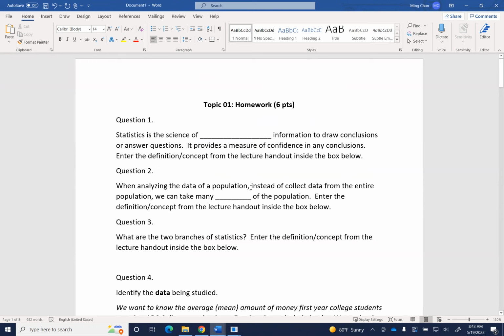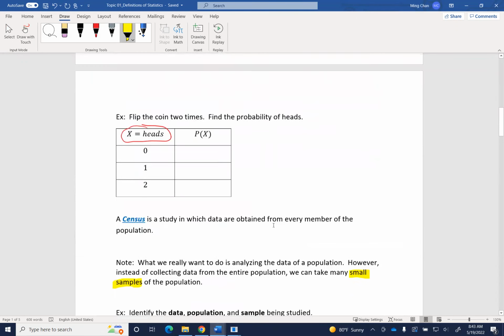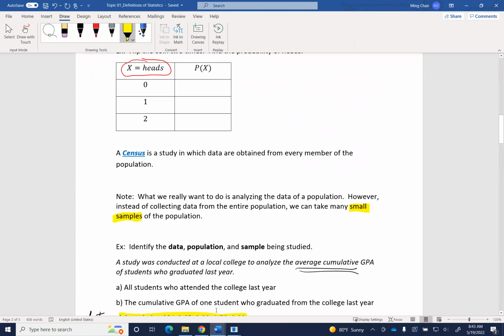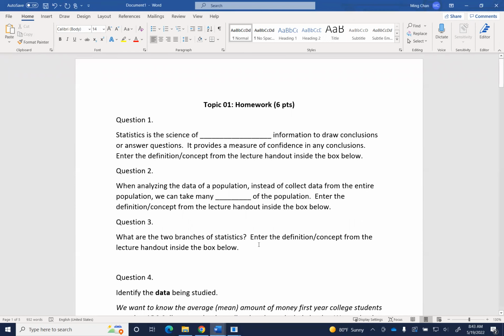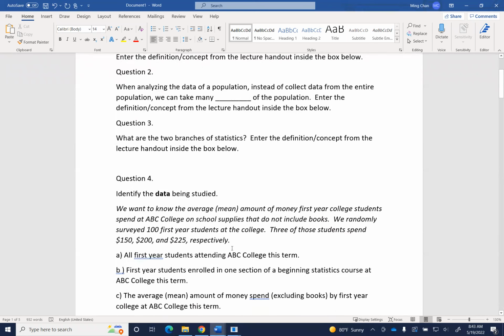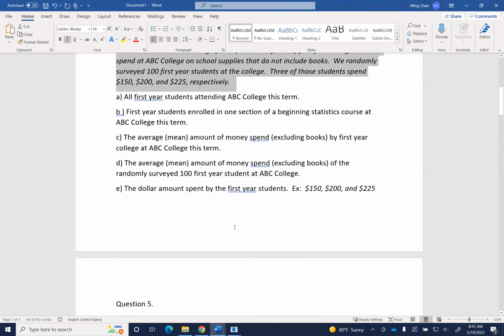When analyzing data from a population, instead of collecting data from the entire population, we can take many what of a population? We can take many small samples. That will be right here: small samples of a population. What are the two branches of statistics? You can get that from the lecture handouts. Identify the data. This is a multiple choice question. All you have to do is read the scenario and then select which one is the data.